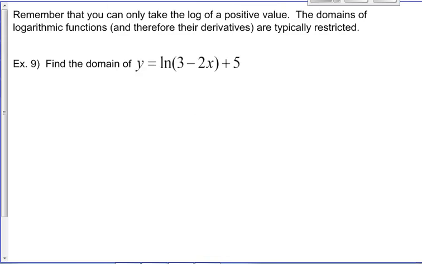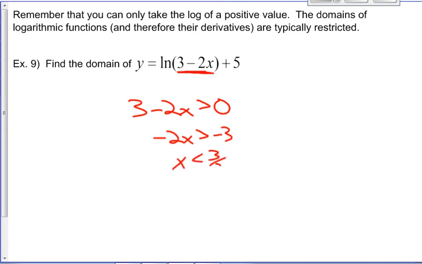We can only take the log of a positive value, so the domains of logarithmic functions, and therefore their derivatives, are typically restricted. So the domain of this thing here, we just look for what illegal thing in math we'd be watching out for. Whatever we're taking the log of has to be positive. So we could follow that inequality through. There's the domain of the original.